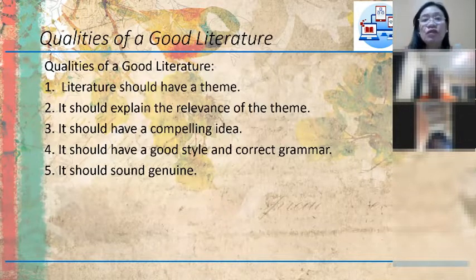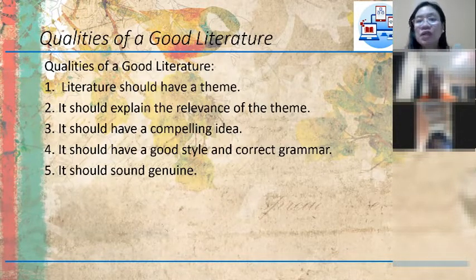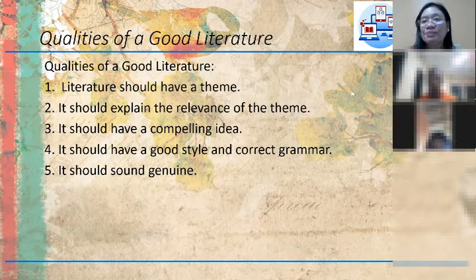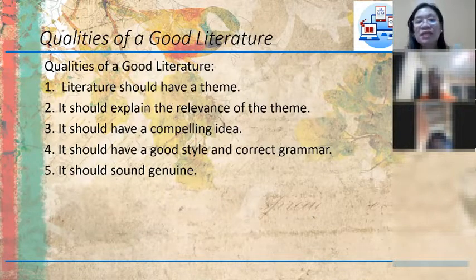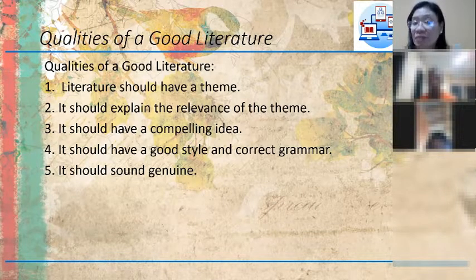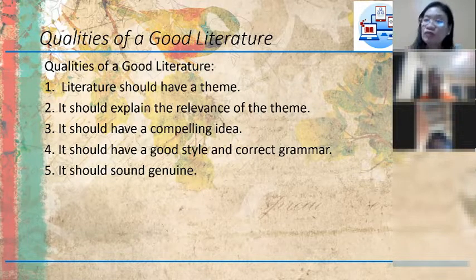Now, what are the qualities of a good literature? It should have a theme. It should explain the relevance of the theme, and then it should have a compelling idea. It should have a good style, and of course, correct grammar, and it should sound genuine. Okay, so take note of these qualities of a good literature.